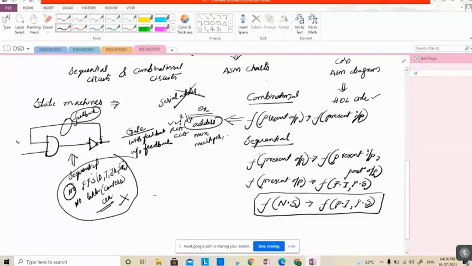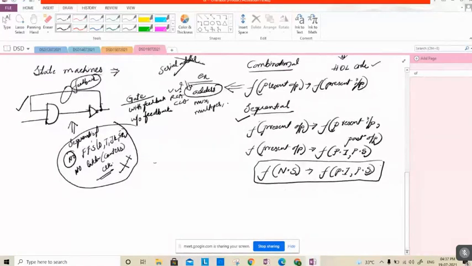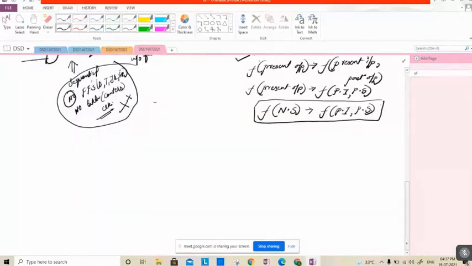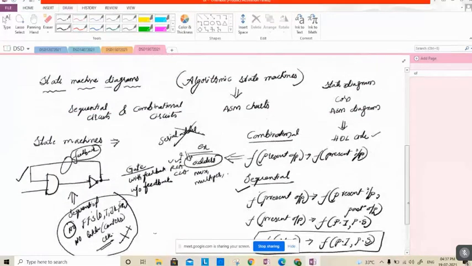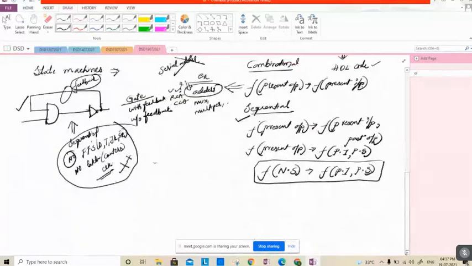The definition of a sequential circuit is this. The statement that only if a flip-flop is present in our circuit is it a sequential circuit is wrong. Flip-flops may or may not be present. The feedback path should be there. That is regarding combinational and sequential.